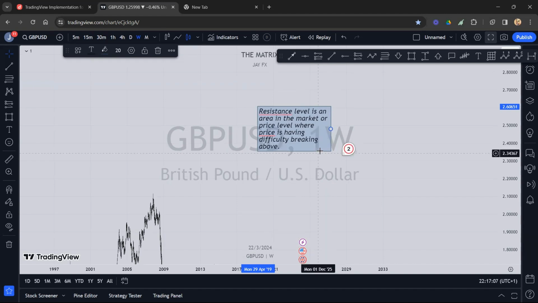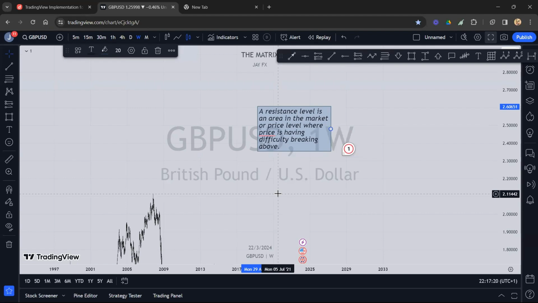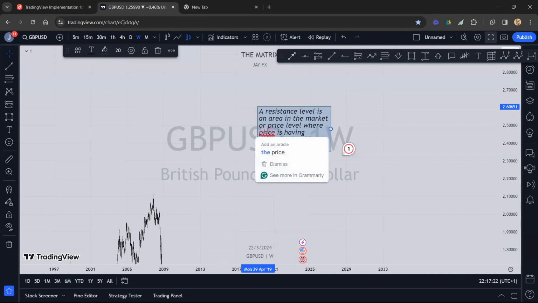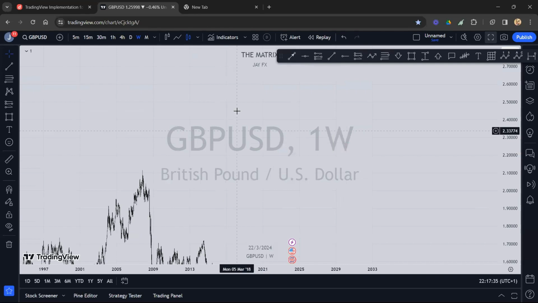All right, so let's look for resistance points in the market. Remember, it is an area where price is having difficulty breaking above. Hope you are taking note of these things down, so I will not give you an assignment and you go and start drawing the map of Nigeria. All right, so let's look for resistance levels.